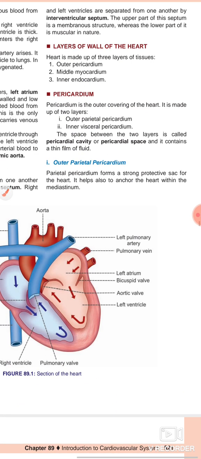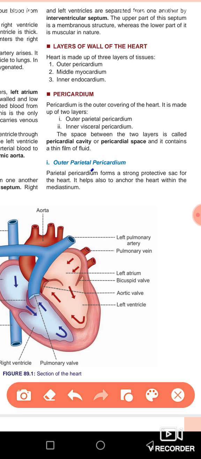First we discuss the outer parietal layer. The parietal pericardium forms a strong protective sac around your heart, and it also helps to anchor the heart within its mediastinum.